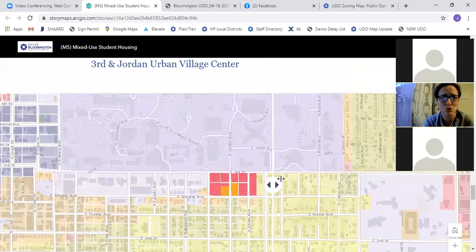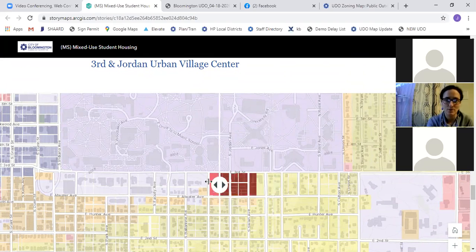And then here we have Third and Jordan Urban Village Center. This is Soma and Bears and Mother Bears location and the immediately surrounding areas near the southeast side of campus. And it is currently zoned mixed use neighborhood. So a small commercial here and then multifamily. And so we'd be proposing for the whole rectangle to go to mixed use student housing. And that would allow, if this area were to redevelop again in the lifespan of this zoning code, for some student housing to more easily be located in this area.